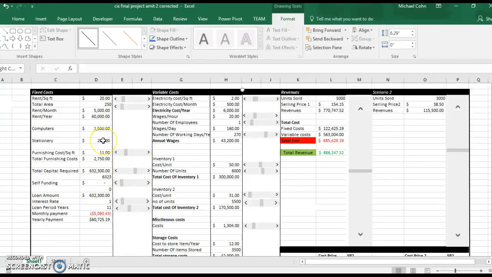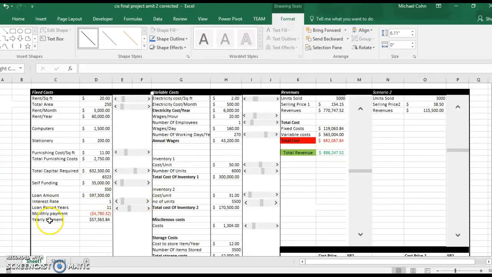And out of that $632,000, let's say that she can fund roughly maybe 5% of the total amount. So roughly $35,000 she can put in from her own pocket. So she would need to take a loan of roughly $597,000.